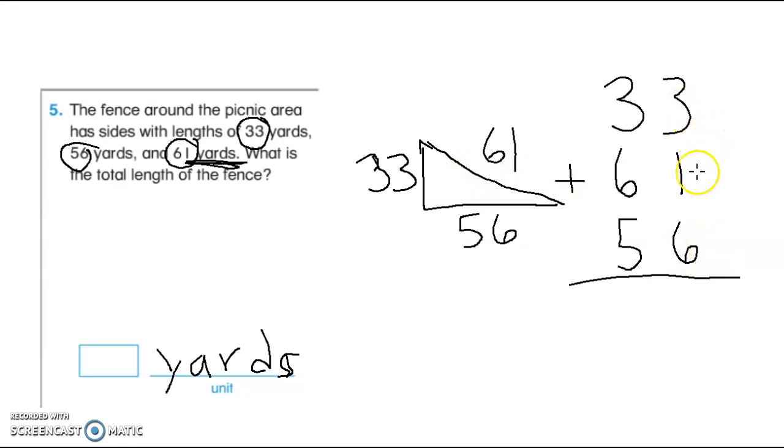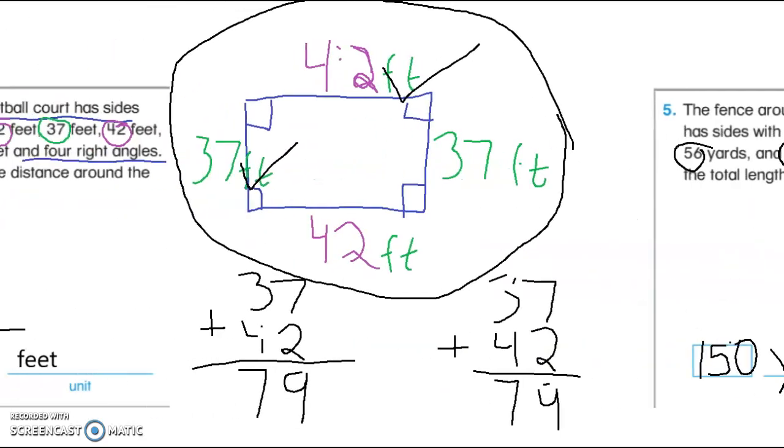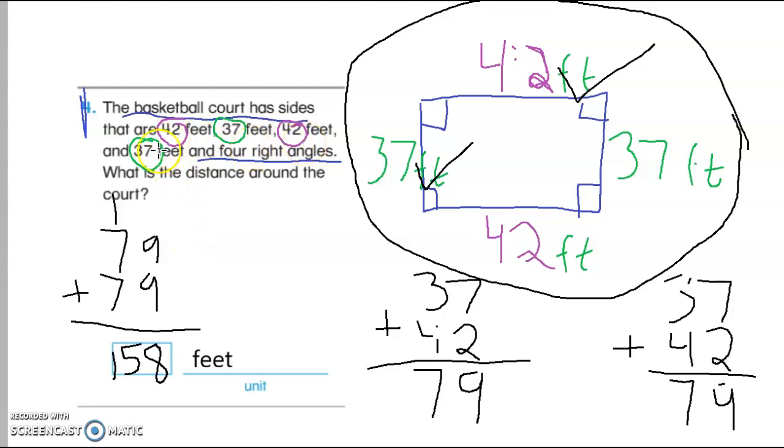So I'm going to do 3 plus 1 is 4, plus 6 is 10. Carry that 1. 1 plus 3 is 4. 4 plus 6 is 10. Plus 5 is 15. And there's your answer, 150 yards. Okay, that's your triangle one. Remember, if there's 1, 2, 3, it's a triangle. If there's 1, 2, 3, 4, it's going to be a rectangle or square or some form of quadrilateral.